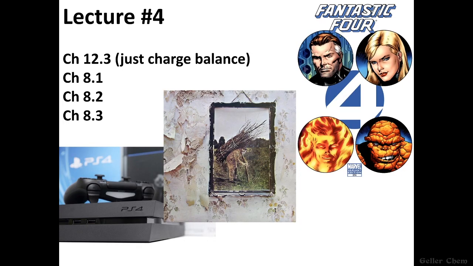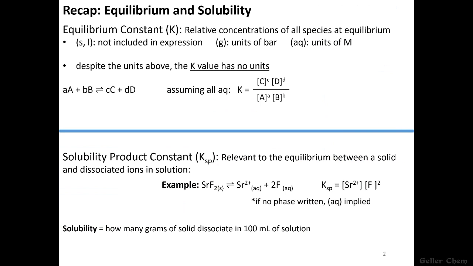So let's start Lecture 4 with a brief recap of Lecture 3. We reviewed equilibrium, particularly this concept called the equilibrium constant, which expresses the relative concentrations of all species at equilibrium. We do not bother including solids and liquids in the expression. We went over why that is in Lecture 3. We also went over how gases and aqueous species work in this K expression.